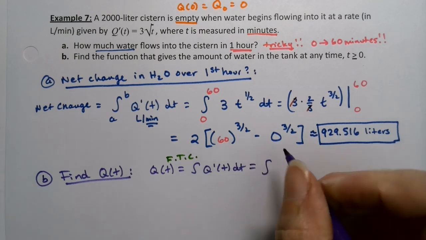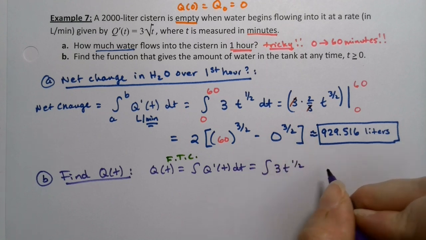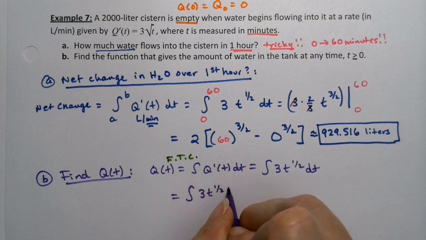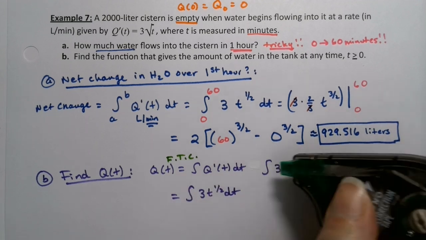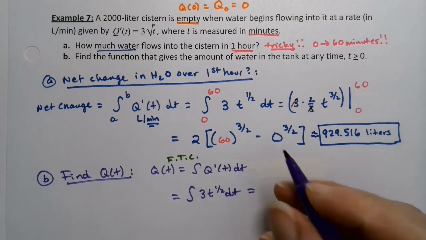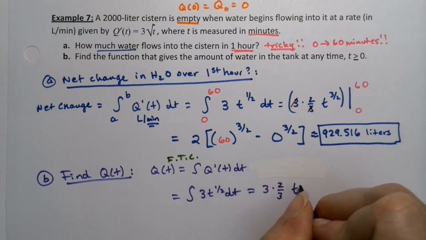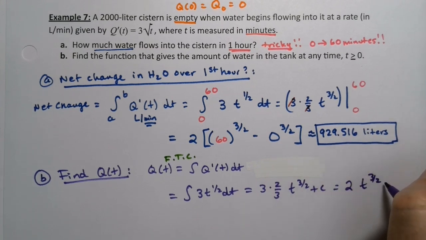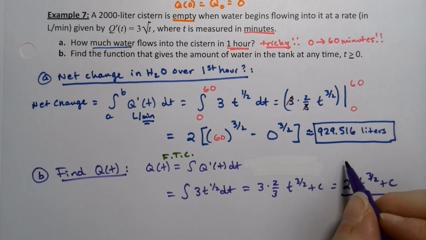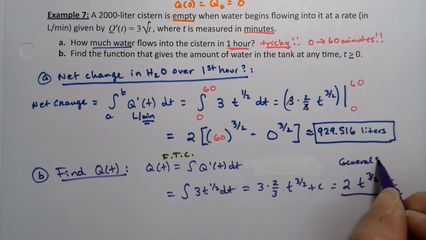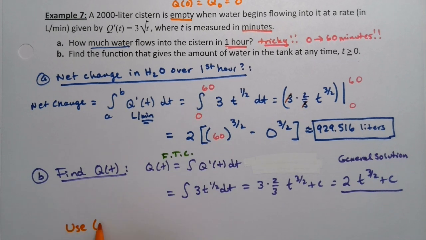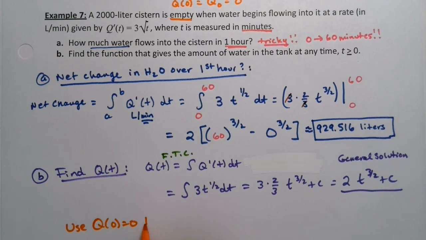So this is the integral of 3t to the 1/2 dt, which we already did up above. It's 2 times t to the 3/2 plus c. Now, that's the general solution. It's not the particular solution. We need to find the particular solution, so we need to solve for c. We need to use the fact that q of 0 equals 0 to solve for c.